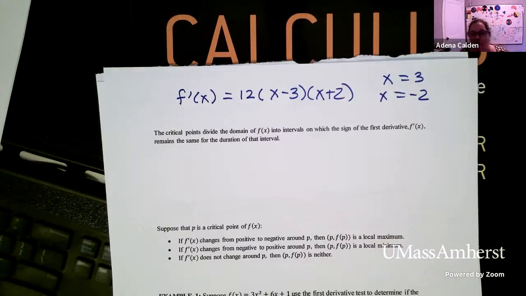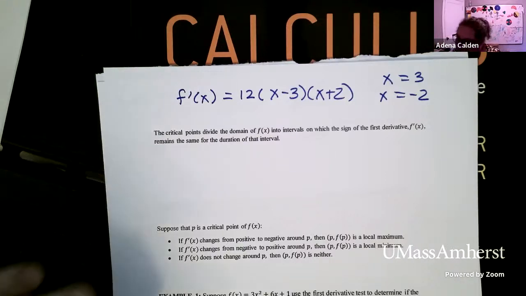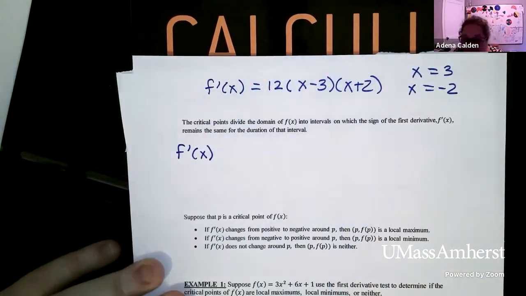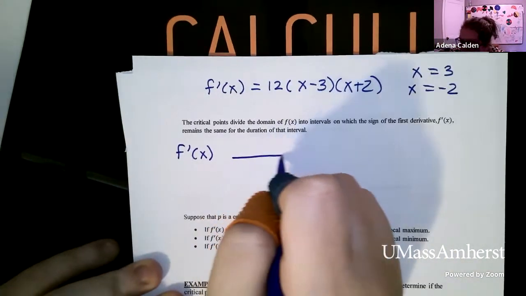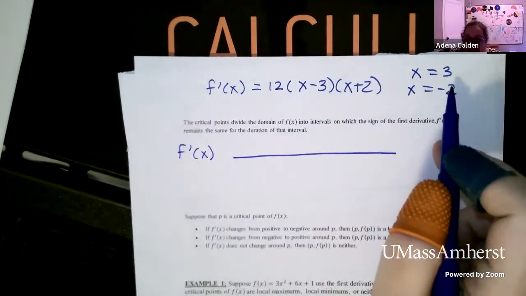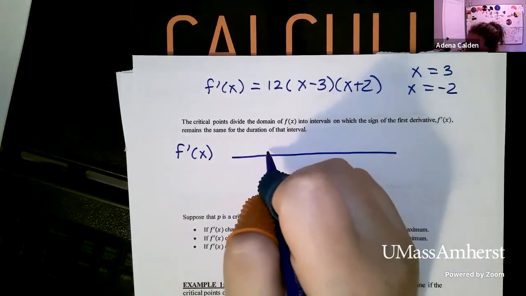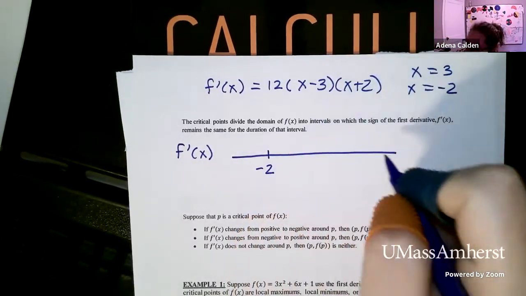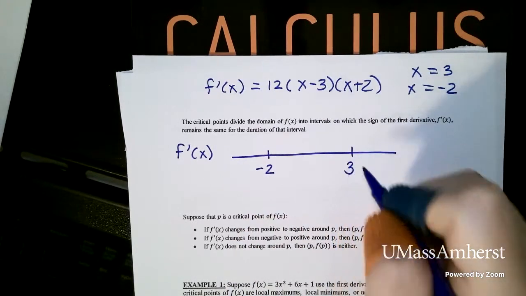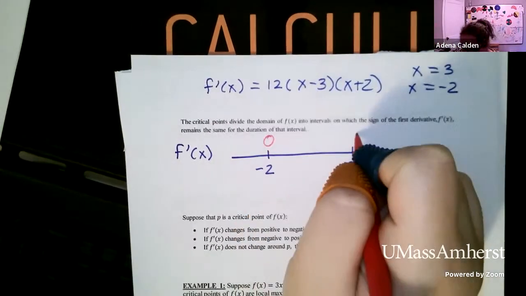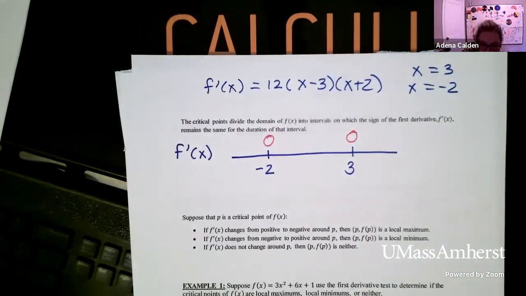Okay, so the way that this test works is that we are going to create a number line for the first derivative. Okay, and on the number line, we are going to put our critical points in increasing order, like you would label any number line. So we have -2 and we have +3. Okay, and what we know so far is that at those points, the first derivative equals 0.